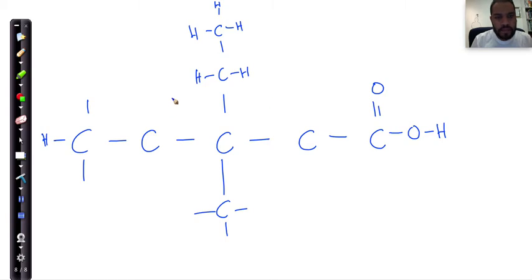Okay, and then also let's just put one over here, and then we'll identify which is our longest chain, and then we'll get on with naming this molecule.